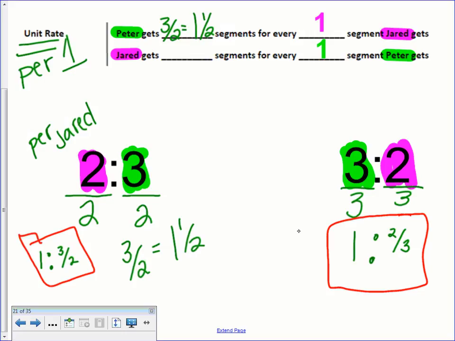I don't want to say never, but I don't think you will ever see ratios written within fractions. You can, however, use a fraction with a ratio. So when Peter gets 1, Jared gets 2/3. If you need to pause, go ahead and do so you can write all of this down. Moving on.